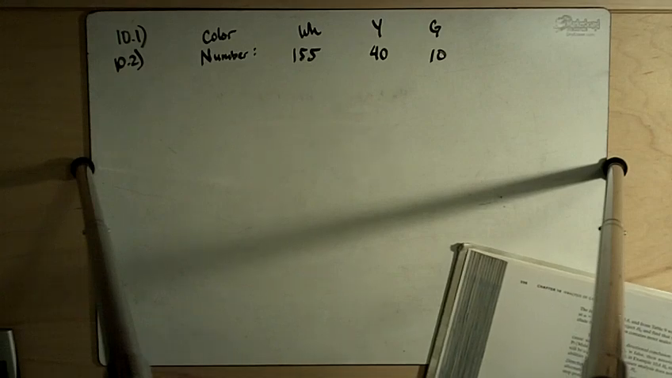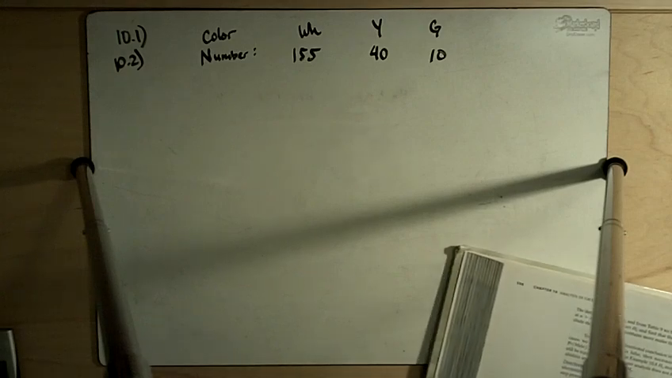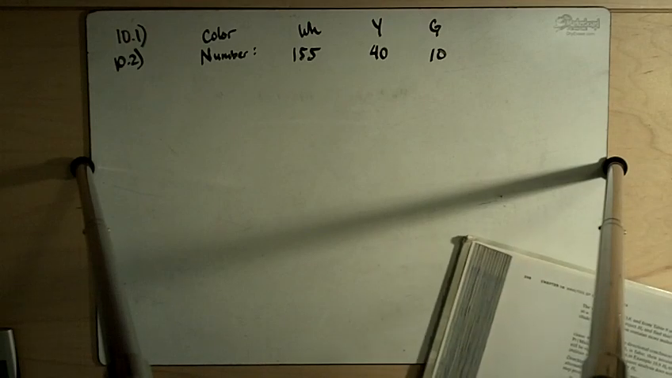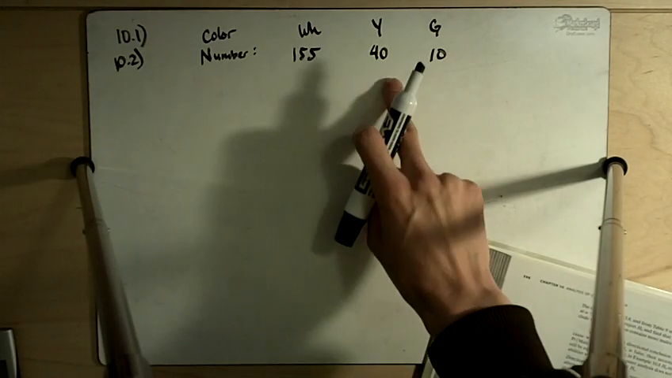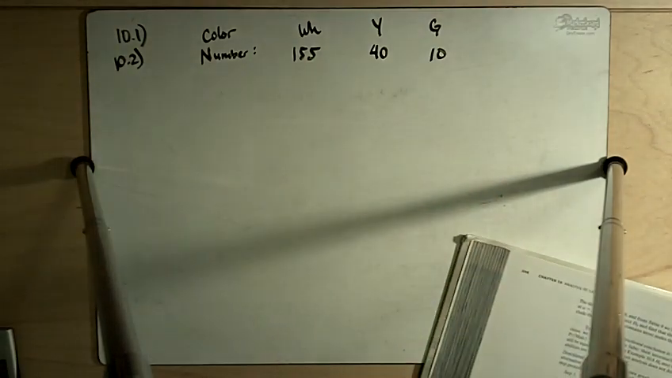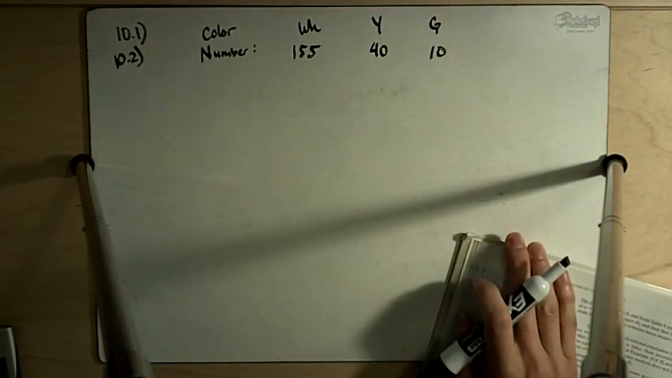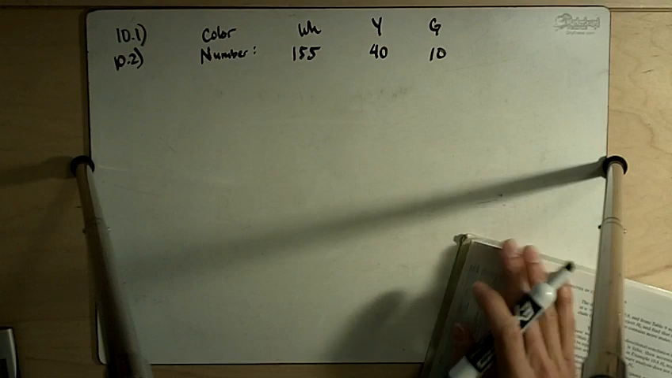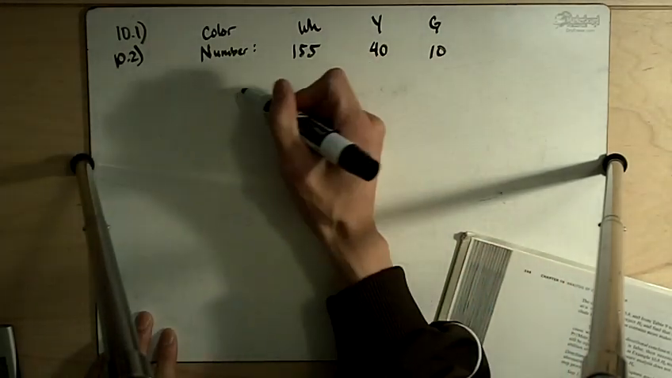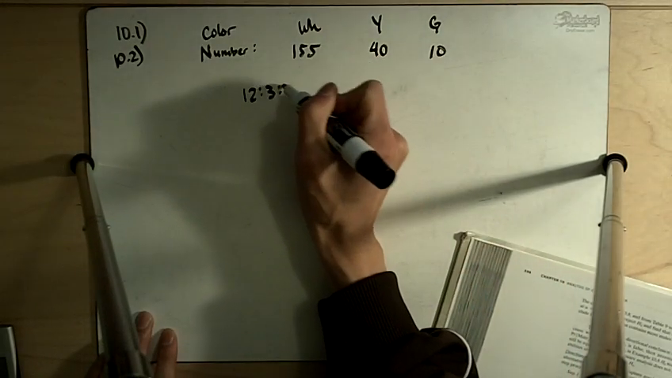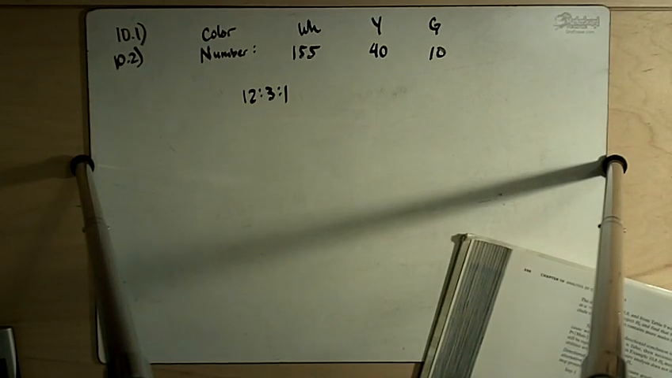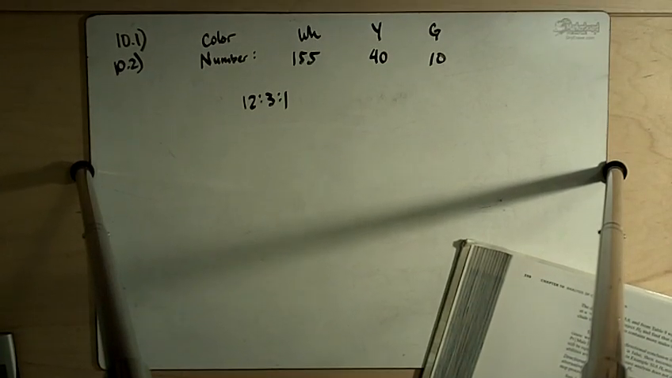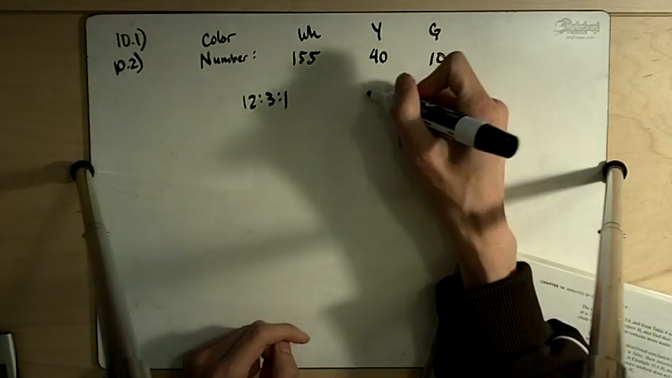Exercise 10.1 says a cross between white and yellow summer squash gave progeny of the following colors. It has 155, 40, and 10 for white, yellow, and green. It asks, are these data consistent with the 12:3:1 ratio predicted by a certain genetic model? It says to use a chi-squared test with alpha equal to 10%.